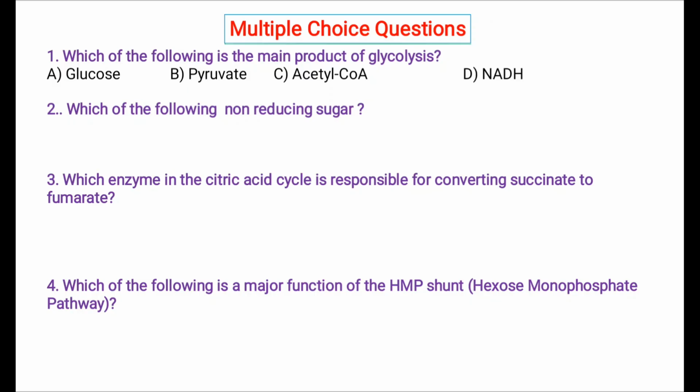Next, which of the following is the main product of glycolysis? A. Glucose, B. Pyruvate, C. Acetyl-CoA, and D. NADH. So glucose is converted to pyruvate. So B is the correct answer.